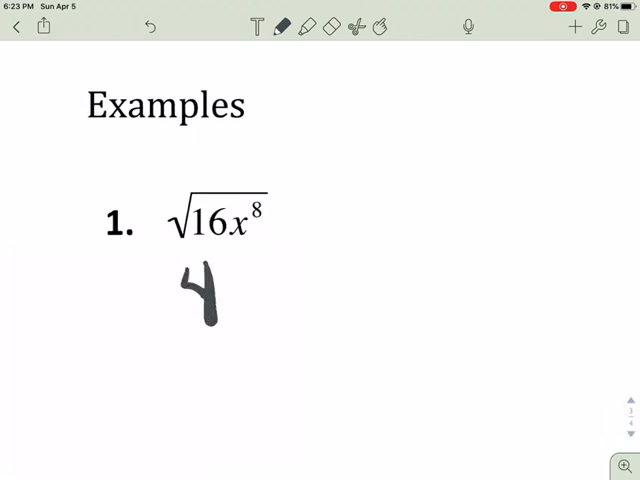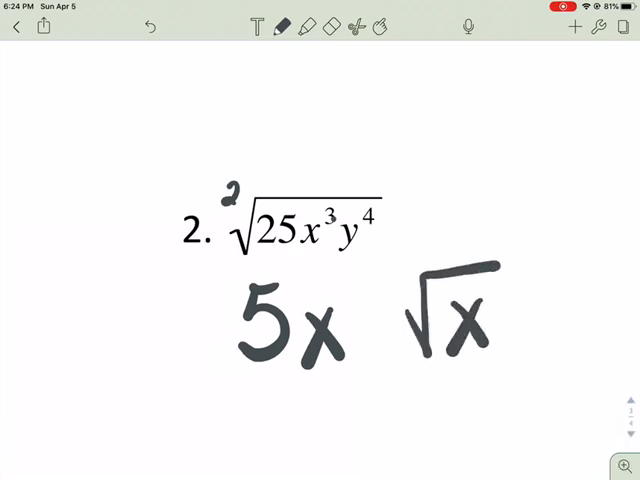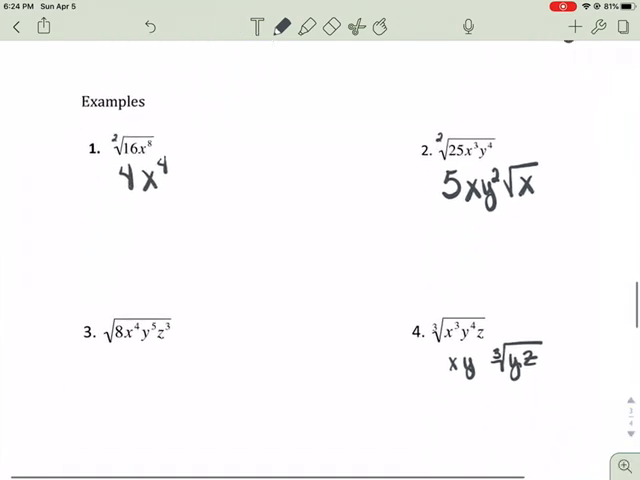So let's take a look at this. We have the square root of 16, which is 4. And remember that the index here is 2 because I'm doing a square root. So 2 goes into 8 4 times. There's your solution. Let's try this one. The square root of 25 is 5. 2 goes into 3 once with an x left over. 2 goes into 4 twice, and there's your solution.